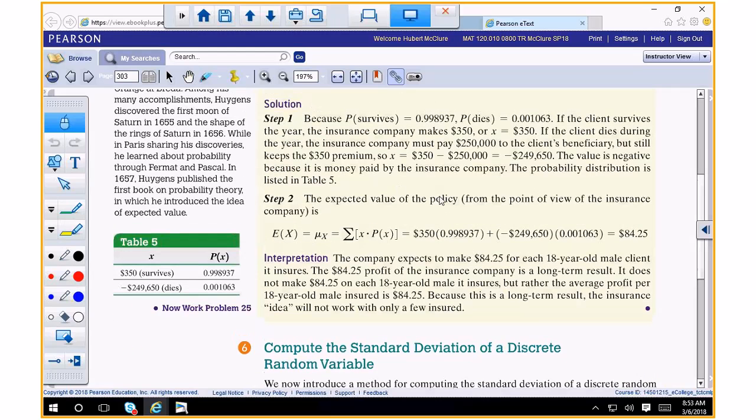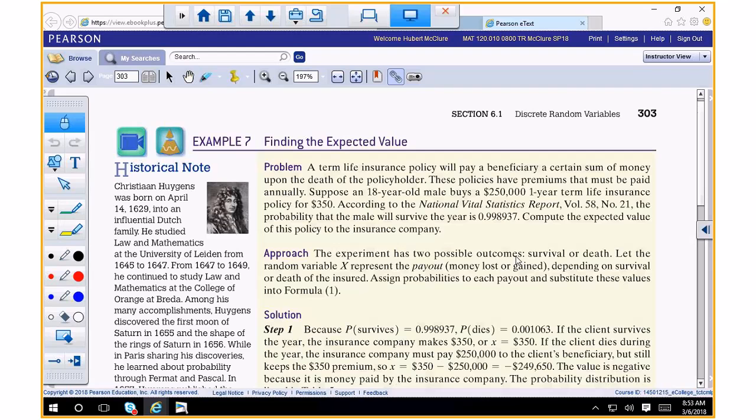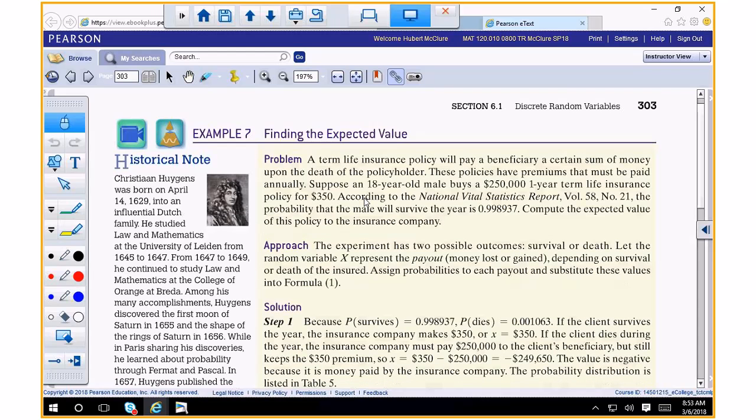All right, this is a homework question. I do not put it on the test, but you need to read it. Example 7, not now, but you need to read example 7. Make a note of it. It's in your homework.